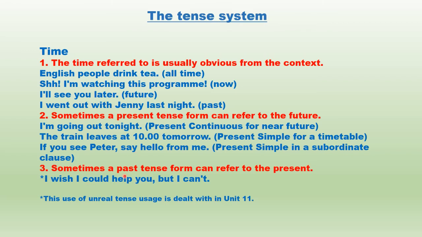Sometimes a past tense form can refer to the present. For example, I wish I could help you, but I can't. So you need help, but I can't help you. So could here and can't here refer to the present.